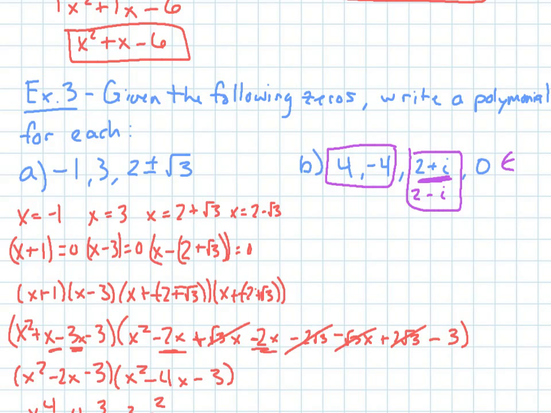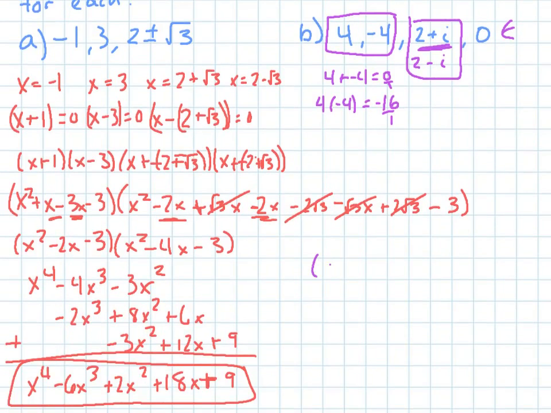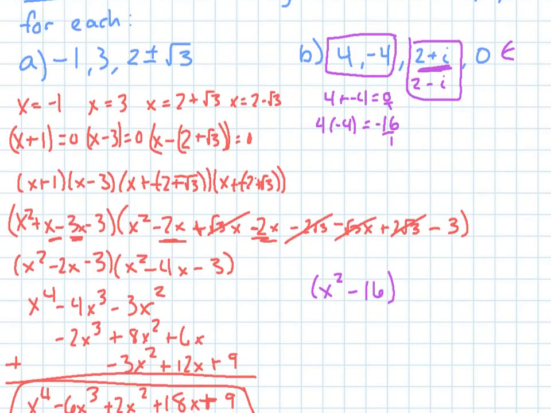Okay, so here I'm going to add 4, negative 4, so that gets me 0. Okay, and then multiply, that gets me negative 16. Okay, so they're both over 1. So there's one polynomial where it's x squared, and then it would be 0x, so I don't have to put anything there, and then minus 16. So there's one polynomial. Okay, I'm going to do the same thing for my imaginary ones.